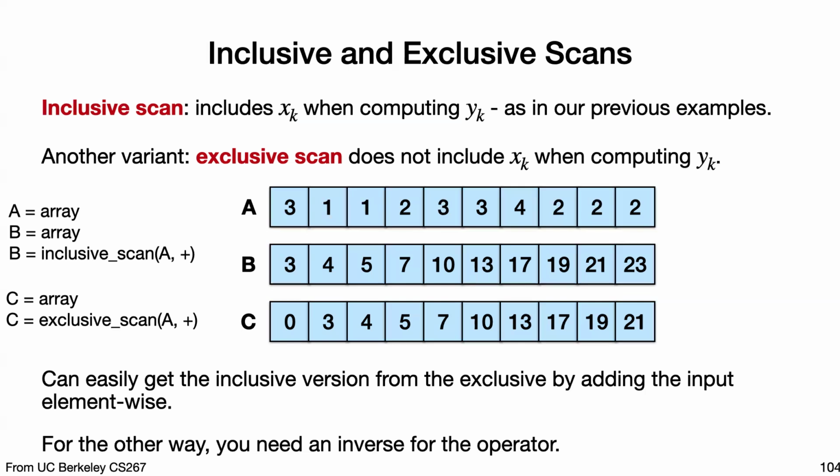If you have solved the inclusive version, you can easily get the inclusive version from the exclusive by just adding in x sub k. Suppose that you have computed this thing, you can get this by just adding a in element-wise. Going back is slightly more complicated. You can go back if you have an inverse for your operator. So addition has an inverse, but not every operator has an inverse. Max, for example, doesn't have one.